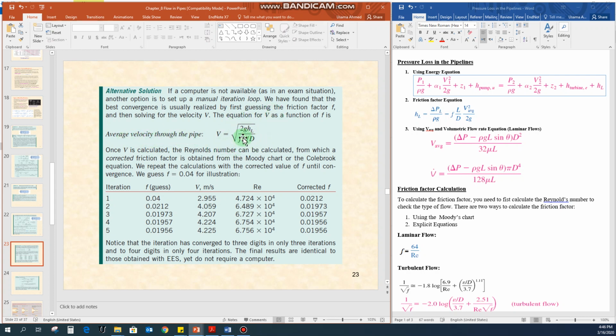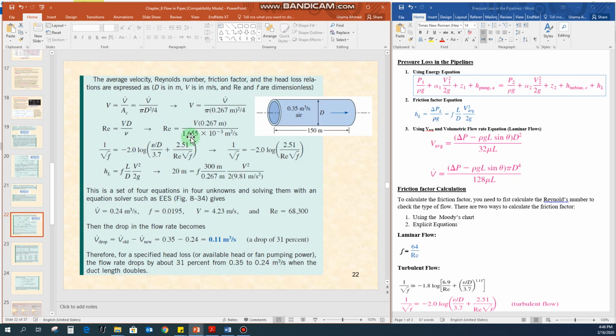Now in this equation, if we get some value for f, we can get the value for the velocity. And if we get the value for the velocity, we can use the equation for the Reynolds number to get the Reynolds number, and if we get the Reynolds number, we can again get the value for the friction factor. So we are doing the iterations here again.